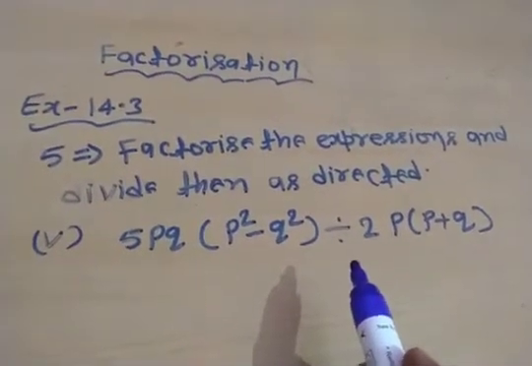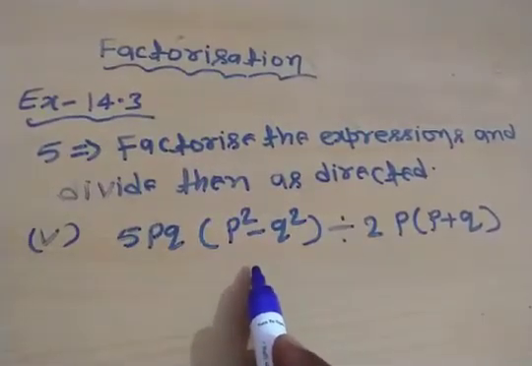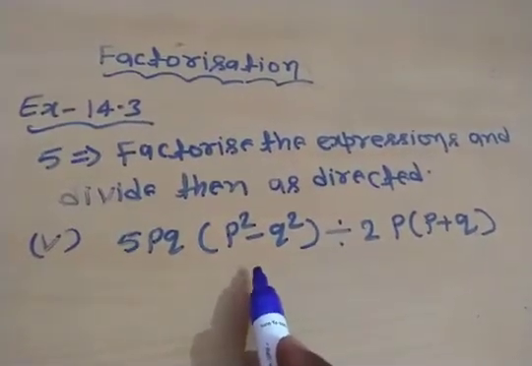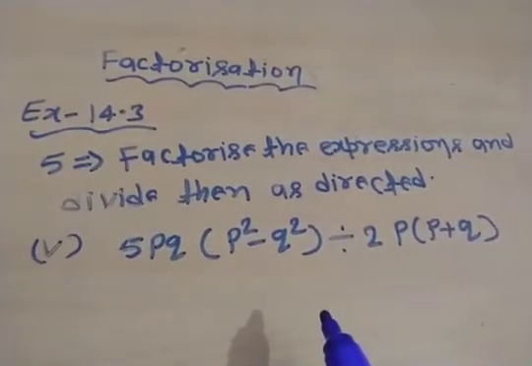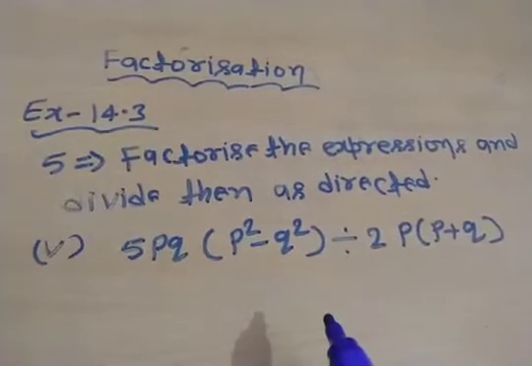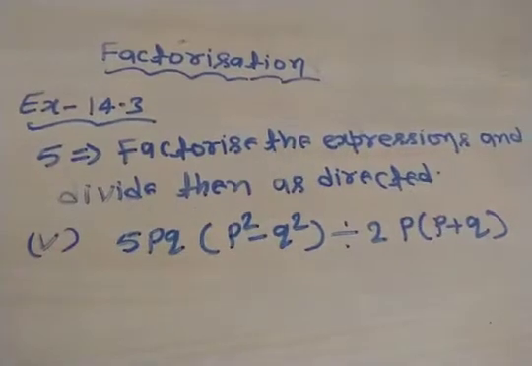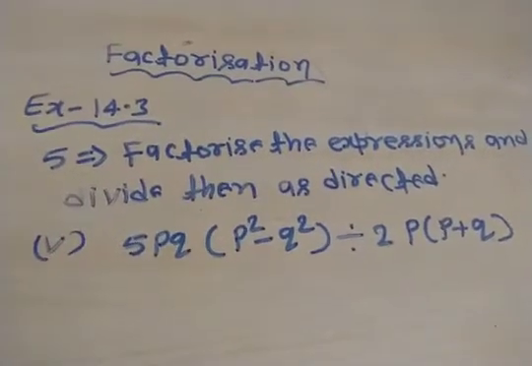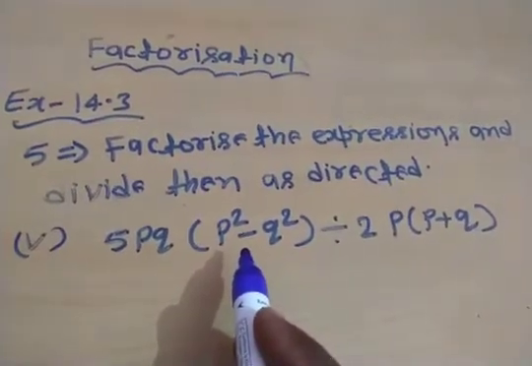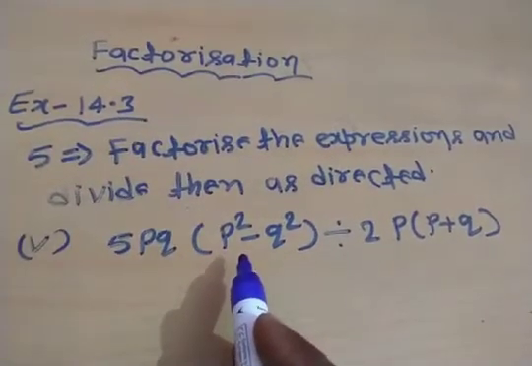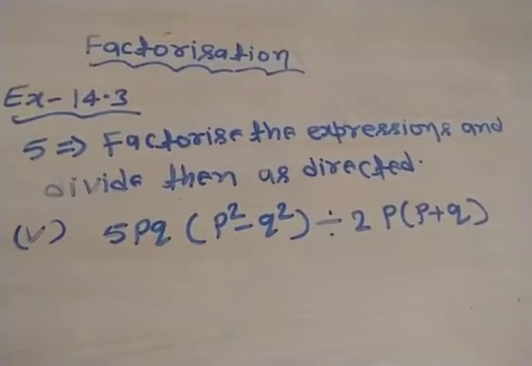Okay. So first we factorize these terms. After this we divide it. So student, let's see how to factorize and after this divide it. Before it, student, you know this is the third identity, the difference of 2 squares: p square minus q square becomes p plus q and p minus q.